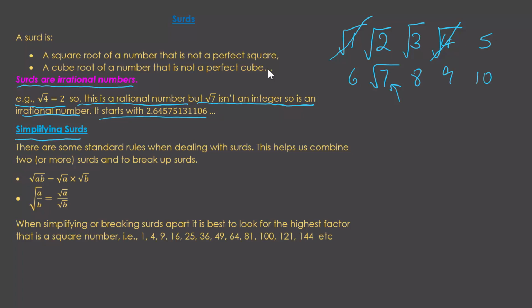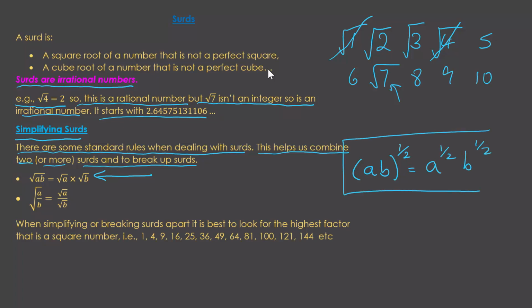One of the things we need to be able to do is simplify surds. There are some standard rules when dealing with surds. This helps us combine two or more surds and to break up surds. So the square root of a times b is equal to the square root of a times the square root of b. That's actually just an index law. So all we're saying there is ab to the half is a to the half, b to the half. And this is an index law that we know and have used in the past.